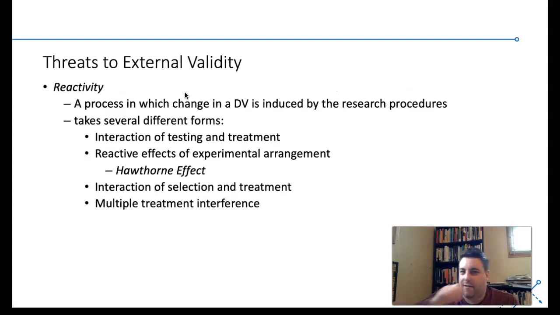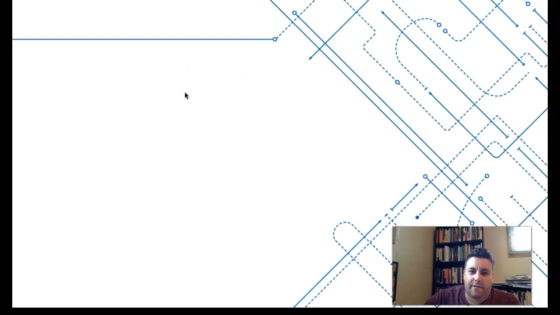There are a couple of threats to external validity. Reactivity is one of them, and that's when a change in the dependent variable is induced by research procedures, the presence of a researcher, testing effects, that kind of thing.